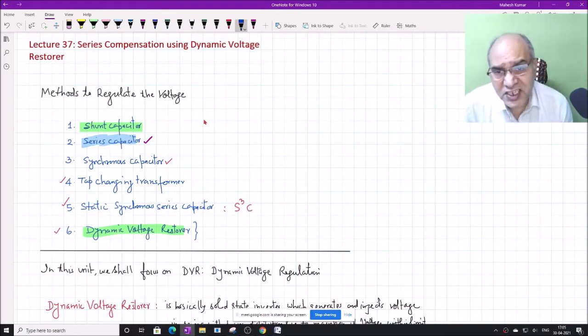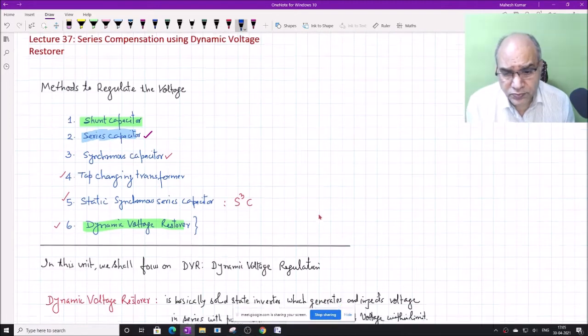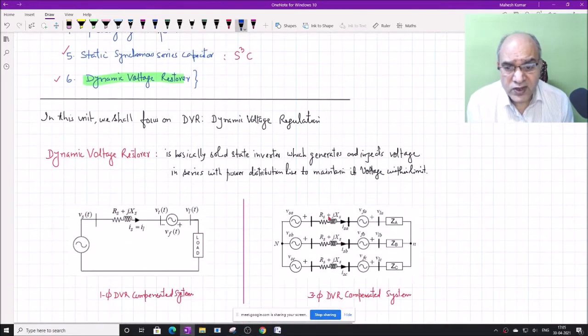So in this section we will study the dynamic voltage restorer and discuss its basic concept, how it can be used to regulate the voltage. Okay. Now first thing, how it works and what it consists of.